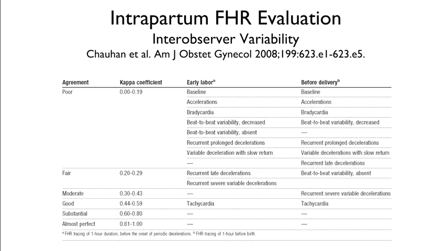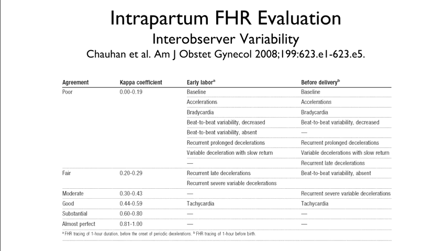Now that can be done with statistical analysis using the kappa coefficient that you can see there, and depending on these kappa coefficients the agreement can be categorized as poor, fair, moderate, good, substantial, or almost perfect. So looking at that table you can see that there was only one pattern that showed good agreement. No pattern showed substantial or almost perfect agreement. The best they could achieve is good agreement, and that was one fetal heart rate pattern, which was tachycardia.